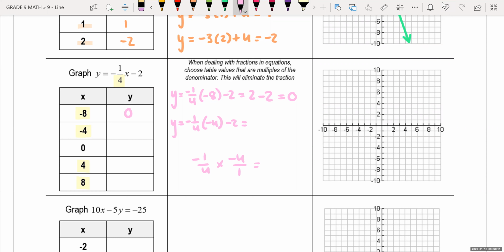Multiply the numerators. Negative 1 times negative 4 is 4. 4 times 4 is 4. And so this is going to reduce to give us just the number 1. Good job, Gabriel. And let me know if this doesn't make sense to you and if you want more explanation. So this is just like saying 1 minus 2, which is negative 1.